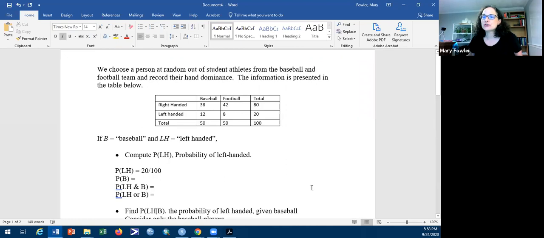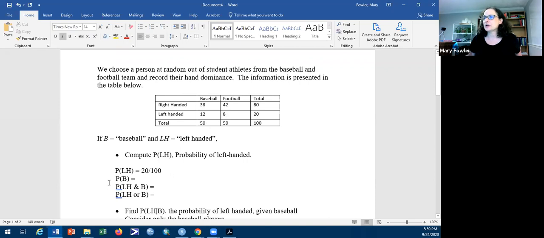And what I wanted to do was jump in with the idea of a conditional probability before I give you the formula and the mathematical equations. I just wanted to bring your attention to this table. In this table are represented 100 athletes. They have two qualitative variables displayed in the chart, whether they are right or left-handed, and whether they are on the baseball or football team. So we're going to jump right in and think about those probabilities from contingency tables.